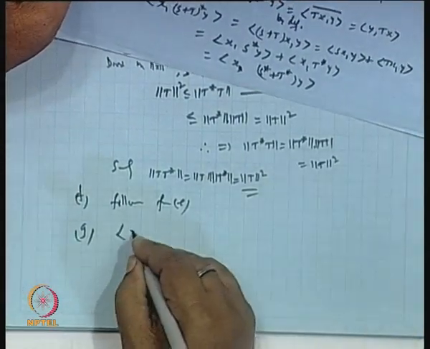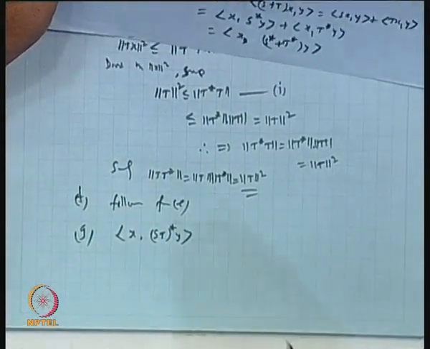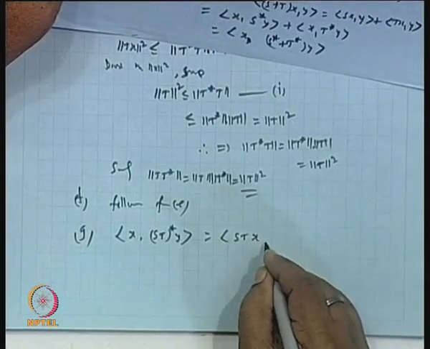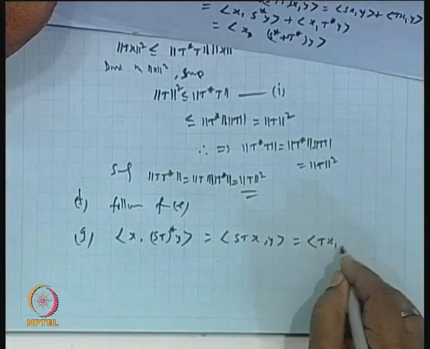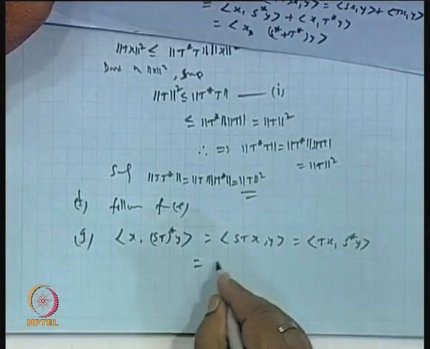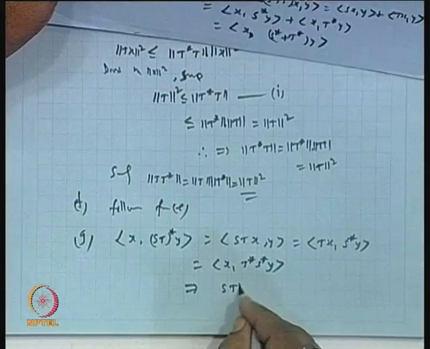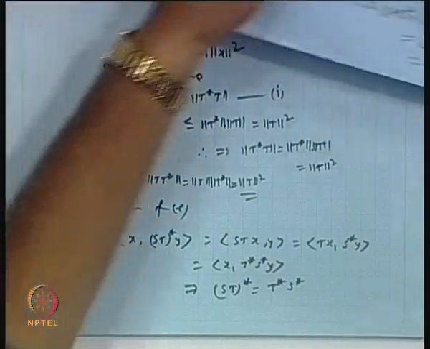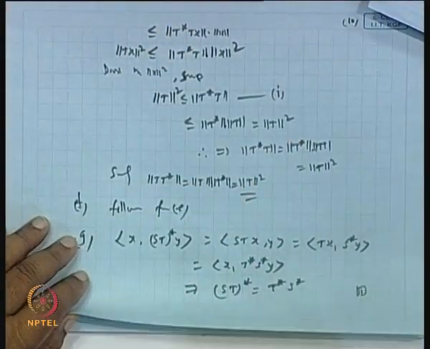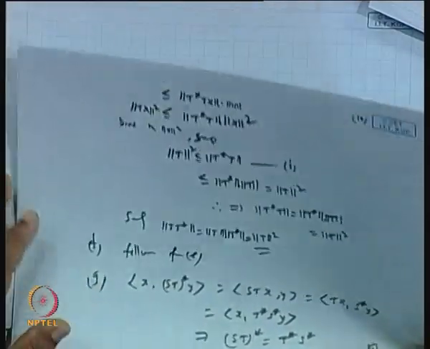Okay. So, consider x, (ST) star y. Now, this will be equal to (ST)x comma y. Okay, now this is equal to what? Tx, S star y, which is equal to x, T star S star y, and this implies (ST) star equal to T star S star. So order reverses, and so this completes this part. Agreed?